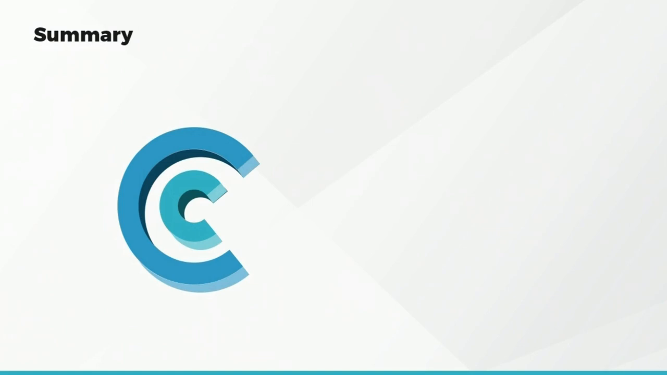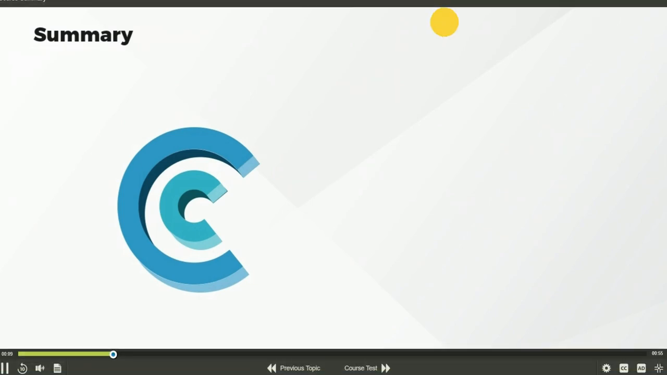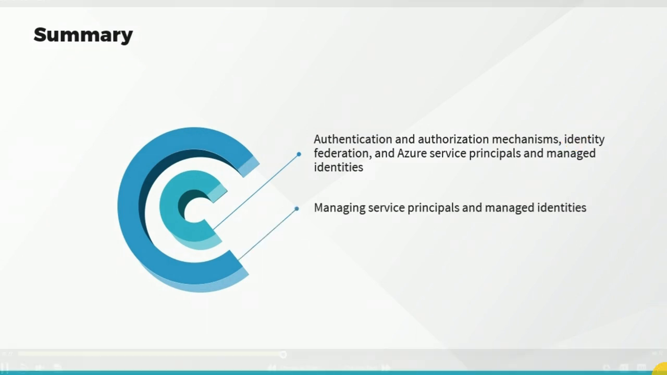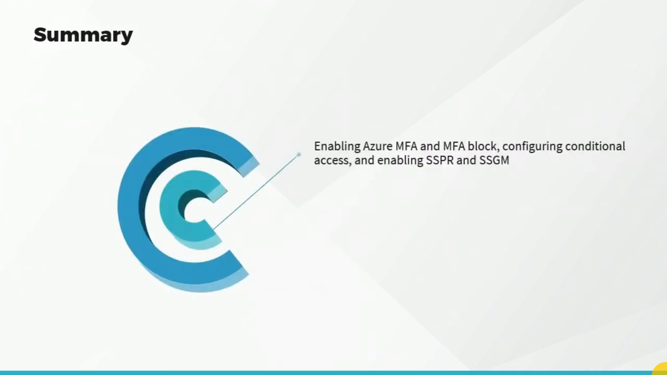All right, so in this course, we've examined how to configure various Azure AD authentication and authorization settings. We did this by exploring authentication and authorization mechanisms, identity federation, and Azure Service Principals, as well as managed identities. We then managed Service Principals and managed identities in Azure AD. Next, we enabled Azure MFA and MFA block.